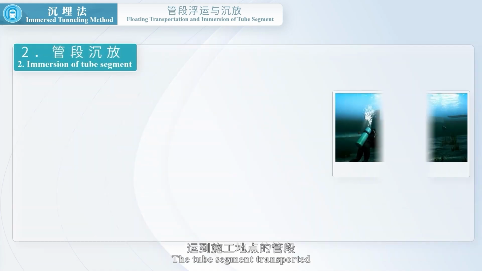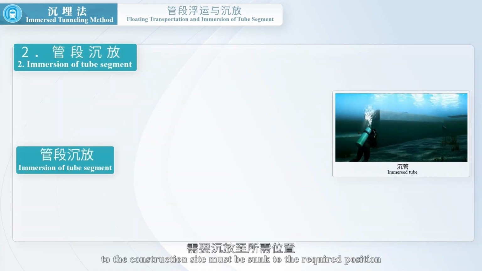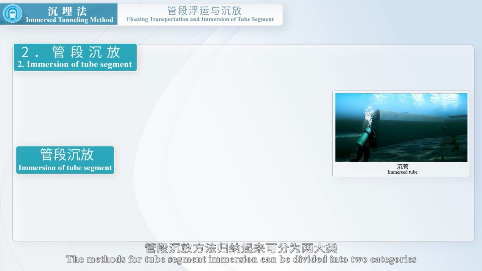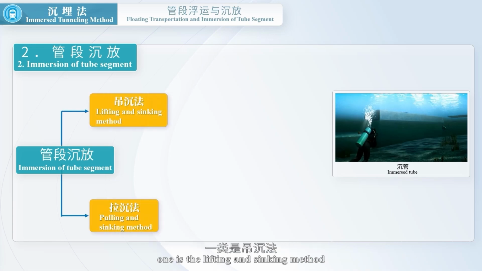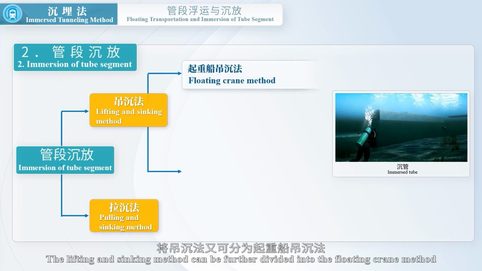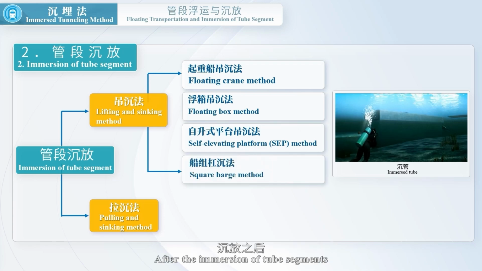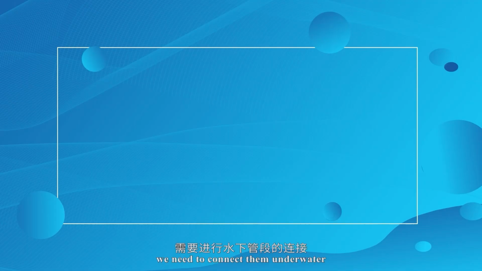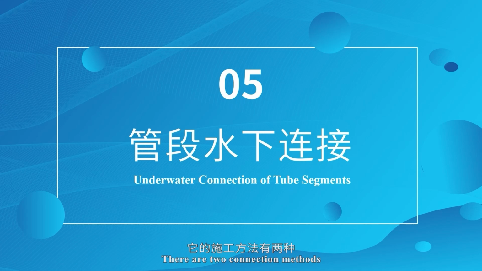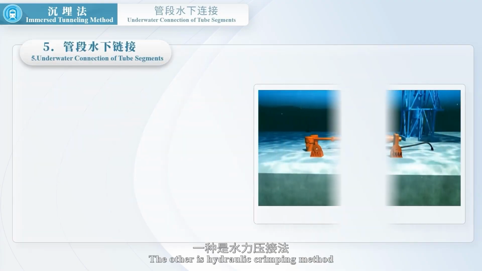The tube segment transported to the construction site must be sunk to the required position. The methods for tube segment immersion can be divided into 2 categories. One is the lifting and sinking method, and the other is the pulling and sinking method. The lifting and sinking method can be further divided into the floating crane method, floating box method, SAP method and square barge method. After the immersion of tube segments, we need to connect them underwater. There are 2 connection methods. One is the underwater concreting method. The other is hydraulic crimping method.